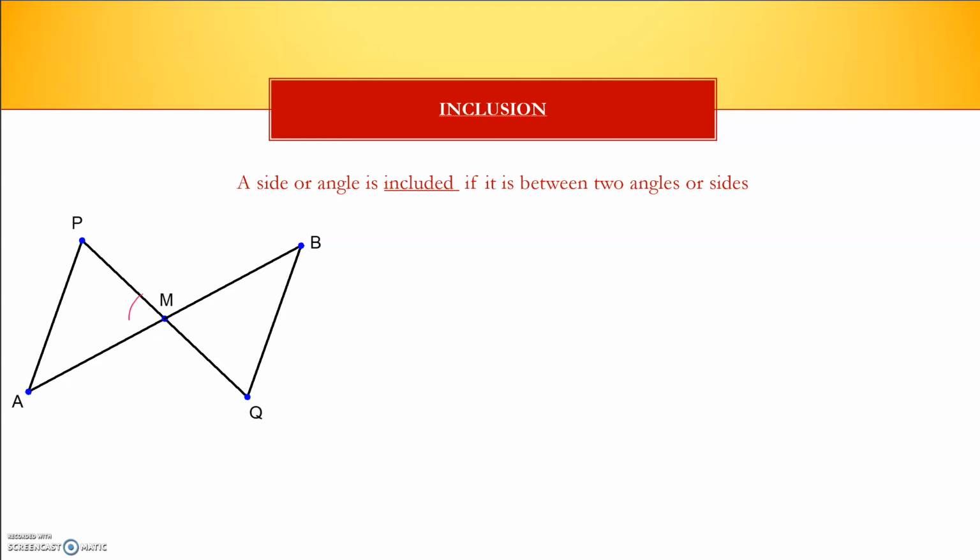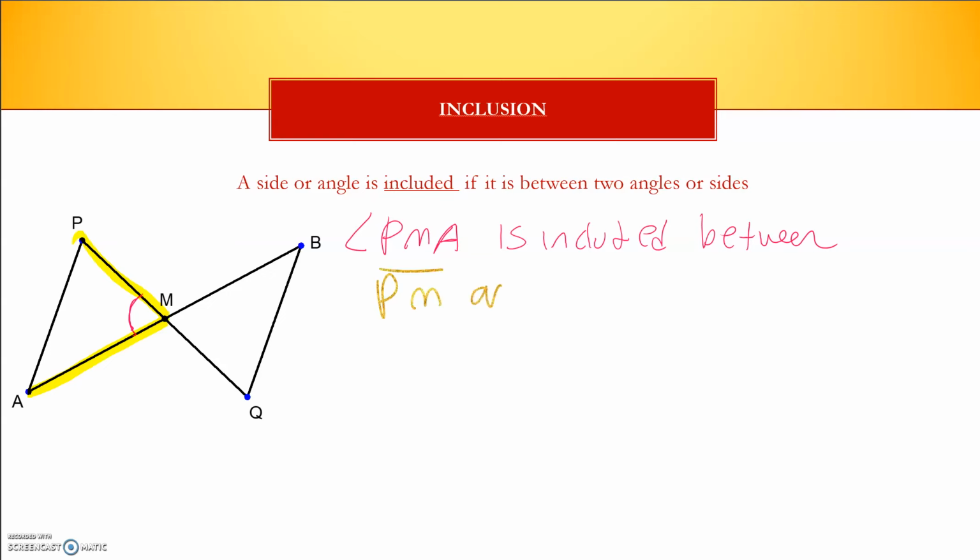We'll take our vertical angles here, and I'll just use one. I'll say that angle PMA is included between PM and MA. See how in this situation we have the angle. If you look at the way I've highlighted this, this is the angle that is sandwiched between those two sides.